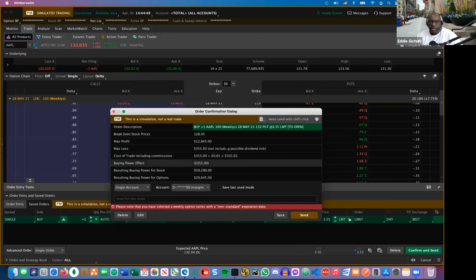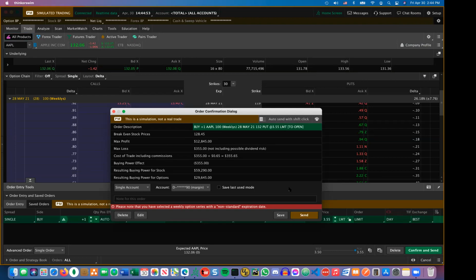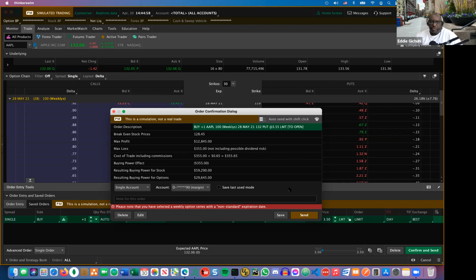Can you all see this dialog that just came up? Yes. Okay, so this is saying that I am going to spend 355, which is also going to be my max loss. So when you're buying or going long on a position, however much premium you use up is what your maximum loss is. So in this particular case, my maximum loss is $355, right?